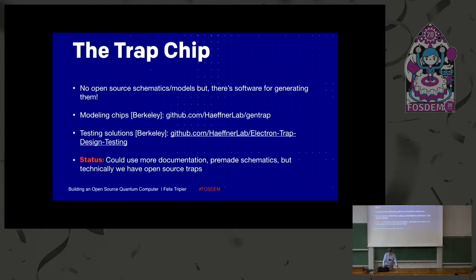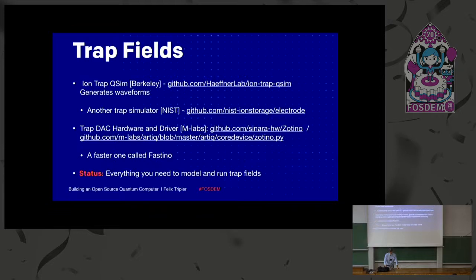I went through these repos, and they could definitely use a little more documentation. As I said before, some pre-made schematics and the trap models would be good, but it's possible. We could maybe make our own open source trap chip.